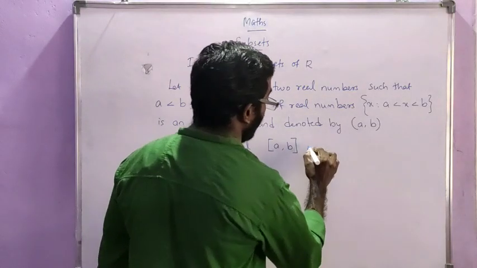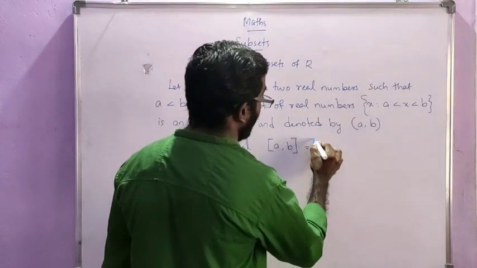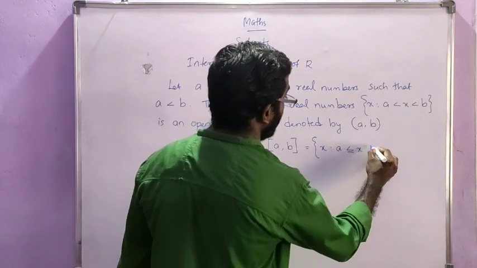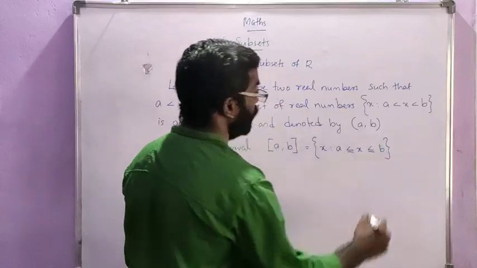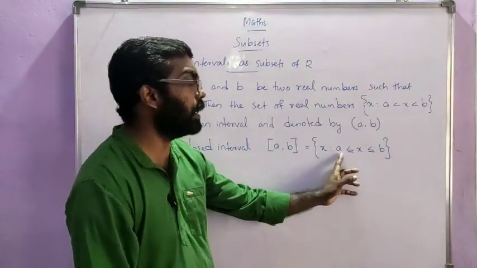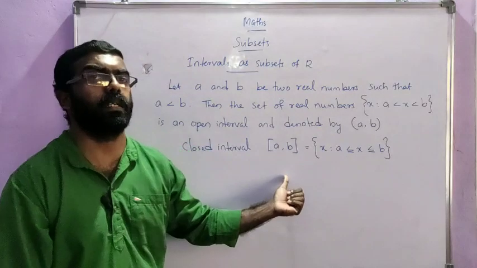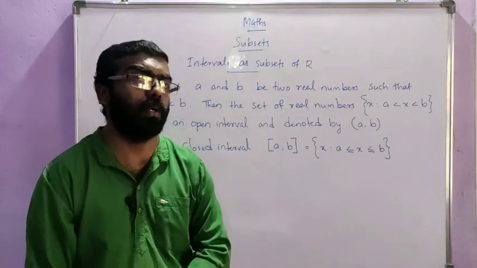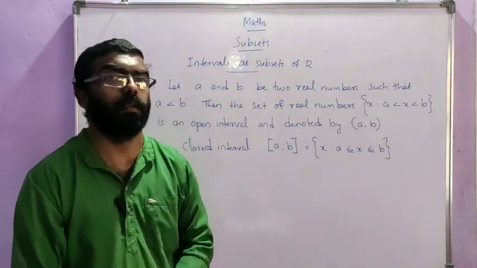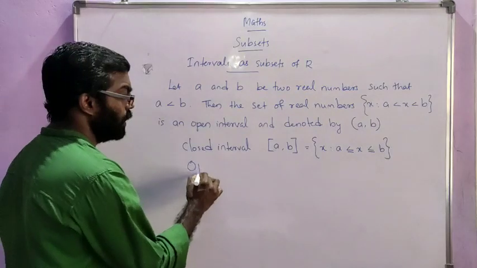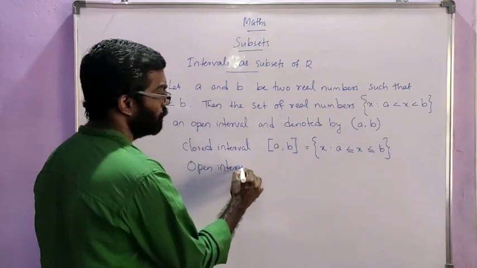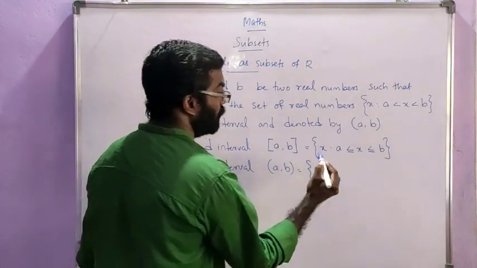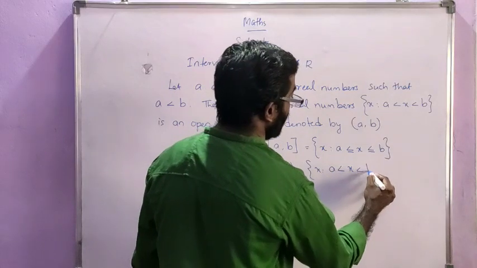So in set builder form we can write closed interval AB equal to the set of all x such that A is less than or equal to x, less than or equal to B. Equality means A and B are included in this collection. So the interval which contains the endpoints also is known as a closed interval. Clear? And the open interval AB is the set of all x such that A is less than x, less than B.